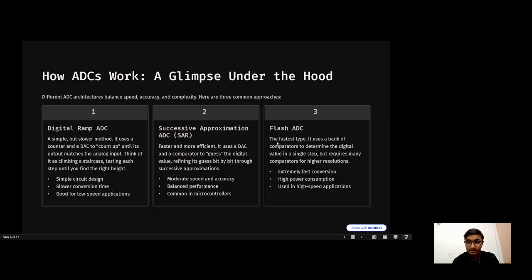The fastest one, it uses a bank of comparators to determine the digital value in a single step, but it requires many comparators for higher resolution. Extremely fast conversion, high power consumption, used in high-speed applications.